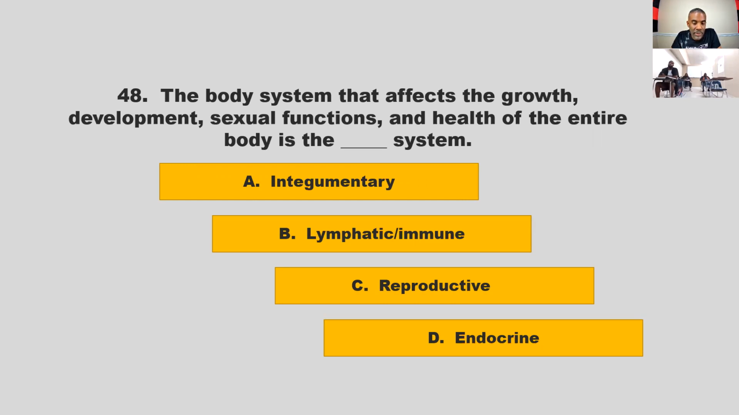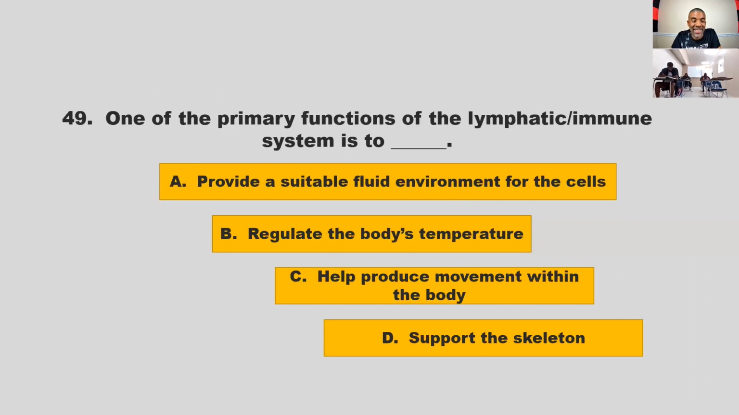D. Is that what you said? Yeah. Okay, endocrine is correct. One of the primary functions of the lymphatic immune system is to blank. Is it to provide a suitable fluid environment for the cells, or regulate the body's temperature, help produce movement within the body, or support the skeleton?